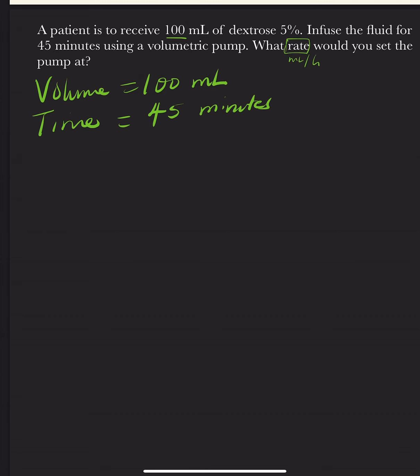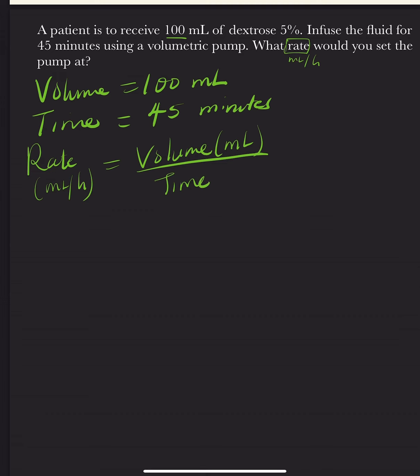That's always the case. And what we should do at this point is we can say rate, which is mils per hour, should be volume in milliliters divided by time, and this needs to be in hours. If you look at it here, the time is in minutes, and the volume is 100. But now the concern is we need to use hours, and what we've been given is in minutes, so we need to convert these minutes into hours.